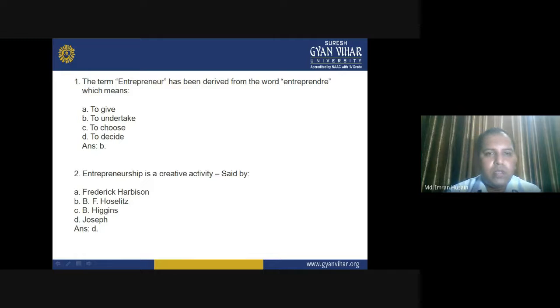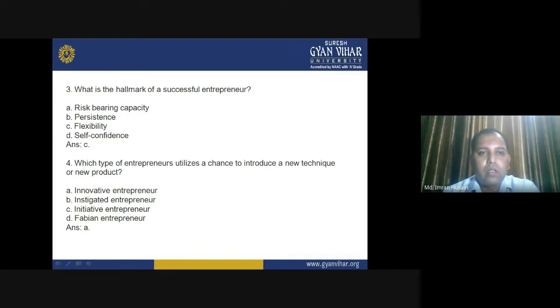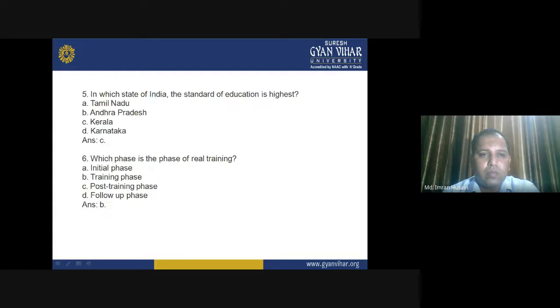So, coming on to the MCQs. The word entrepreneur has been derived from the French word entreprendre, which means to undertake. Entrepreneurship is a creative activity, said by Joseph. What is the hallmark of a successful entrepreneur? Flexibility is a hallmark. Which type of entrepreneur utilizes a chance to introduce a new technique or a new product? Answer is A, innovative entrepreneur.